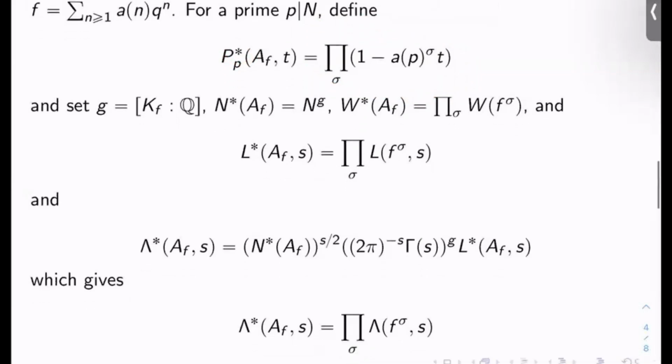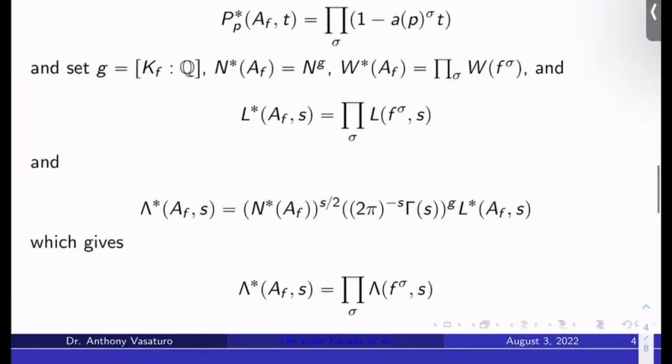Okay. Let g be the degree of the number field K_F over Q. Let N star of A_F be N to the g. So again, this is a great guess for the conductor of A_F, so I'm putting a star here. Let W star of A_F be the product over sigma of sigma of W(F). Again, this is a great guess for the root number of A_F. Take the product of the root numbers of all the F^sigma, where sigma runs over all the embeddings of K_F into C. And let's set L star of A_F, s to be the product over sigma of L(F^sigma, s).